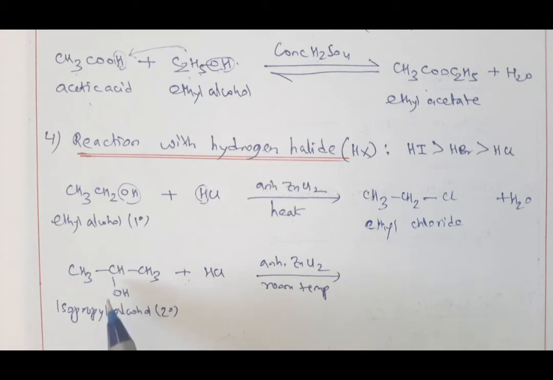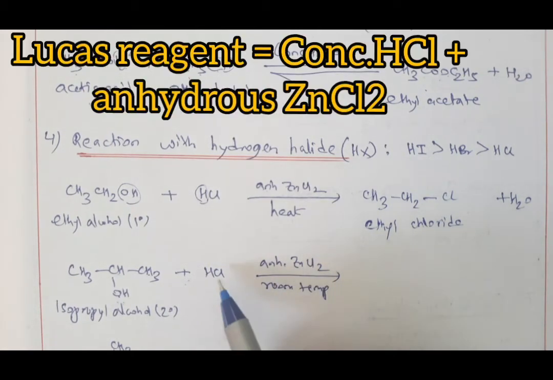Now the other one, this is your secondary alcohol, because OH is linked with CH. OH linked with CH is a secondary alcohol, and the formula is CH3CHOHCH3, known by the name isopropyl alcohol. Now again you are adding Lucas reagent, concentrated HCl and anhydrous zinc chloride, and you are heating at room temperature. Now when you do so, again this OH will go with this H to form water, and as this goes out as water, now what is left here?